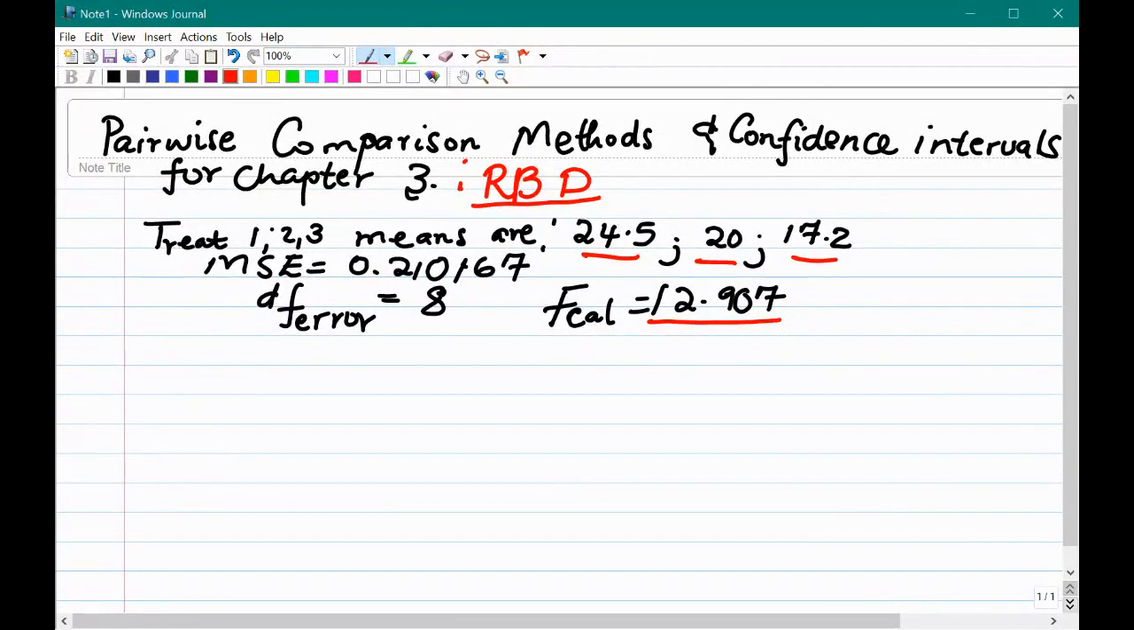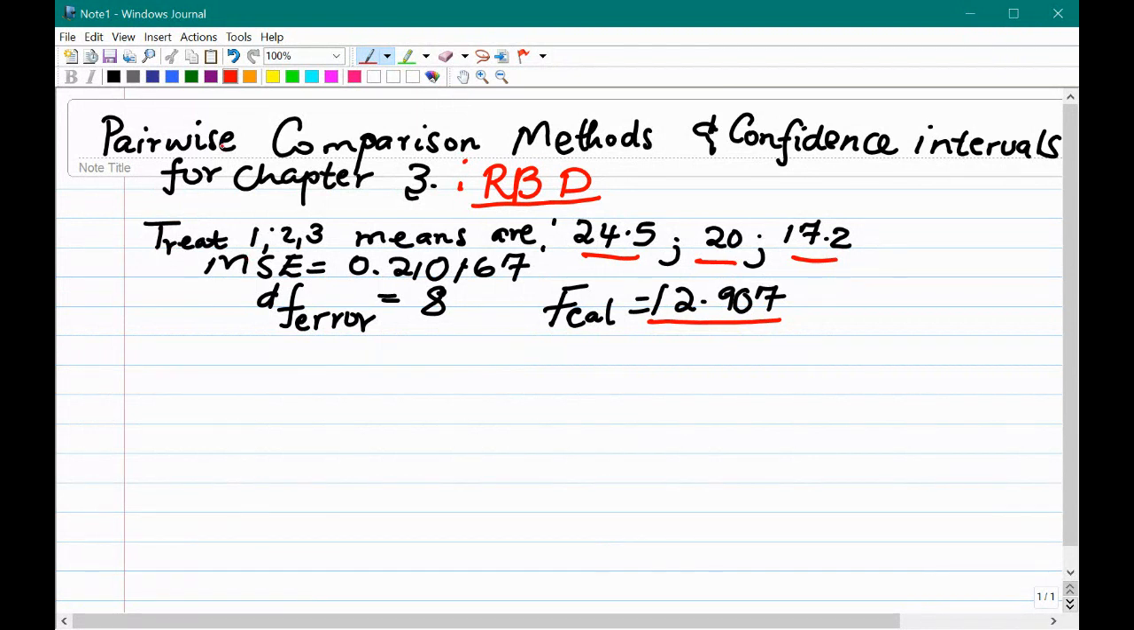So I have to do the confidence intervals and the pairwise comparison methods under the randomized block design. And again, I must show you the formulas that can be used when we have block by treatment interaction effects. So we're going to look for another example where we can use the same methods again, but under a different problem where there is an interaction.